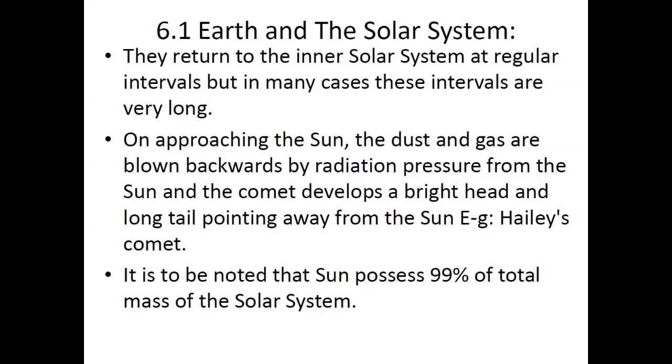On approaching the sun, the dust and gas are blown backward by radiation and by heat from the sun, and the comet develops a bright head and a long tail pointing away from the sun. Hence they are often known as the shooting stars or the tailed stars as well. For example, a very famous comet is Halley's comet that typically returns after every 76 years. It is to be noted that the sun possesses around 99% of the total mass in our solar system. In fact, more than 99%.